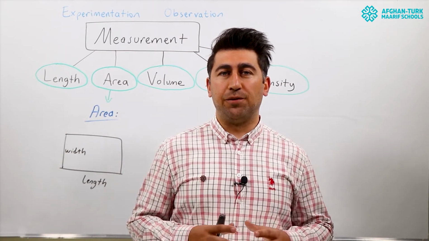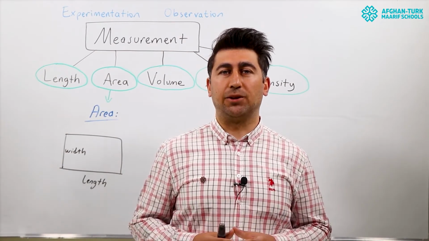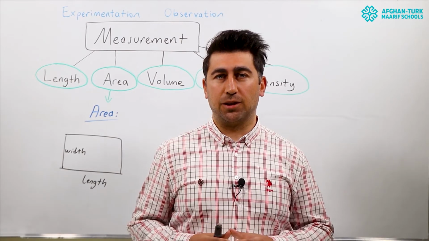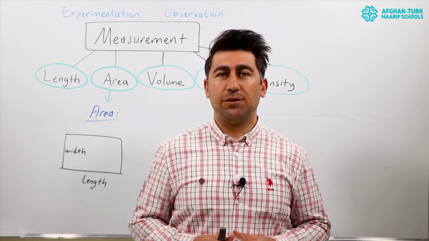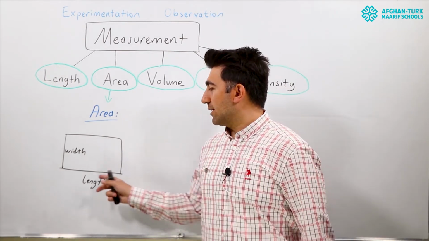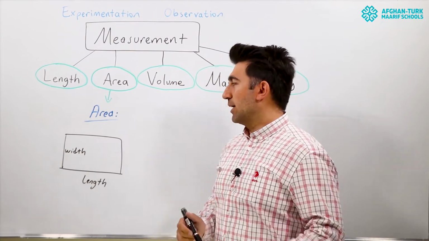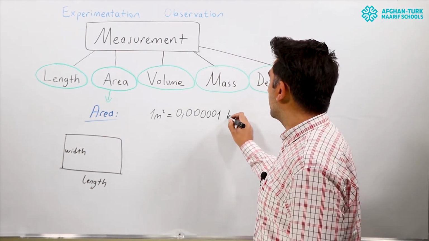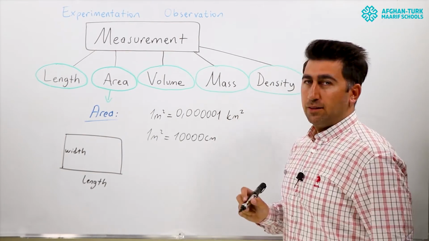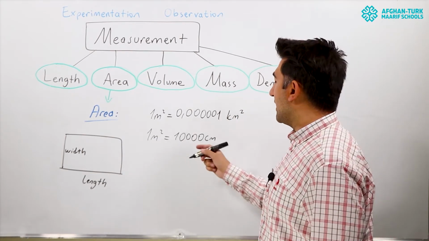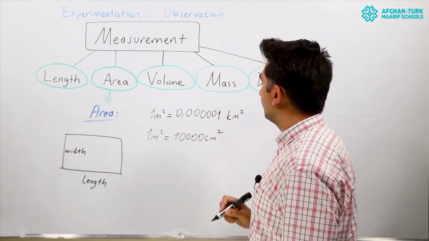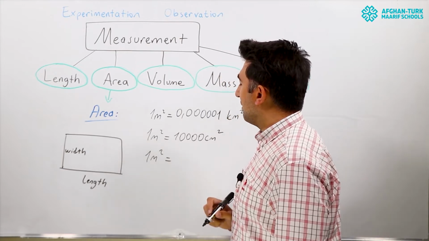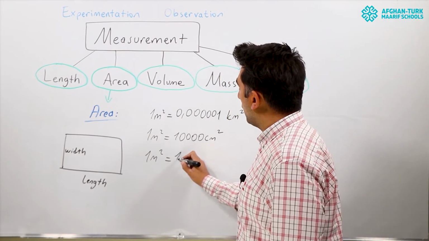Area is the size of a surface enclosed by its boundary lines. And the SI unit of area is meter square. To find the area, we just multiply length with width. For example, 1 meter square is equal to 0.000001 kilometer square. It's also equal to 10,000 centimeters square, and that's also equal to 1 meter square is equal to 1 million millimeter square.